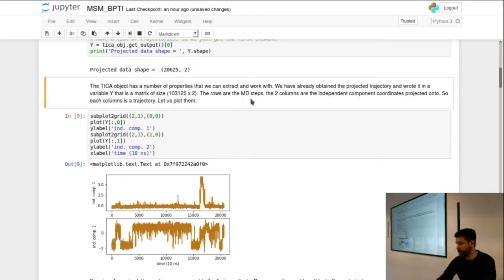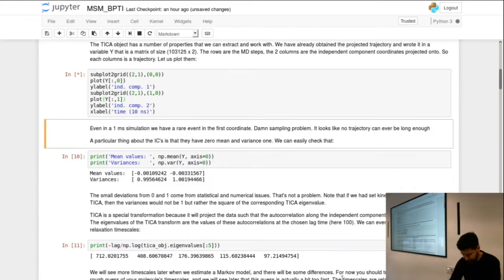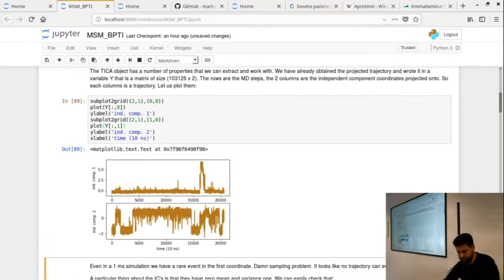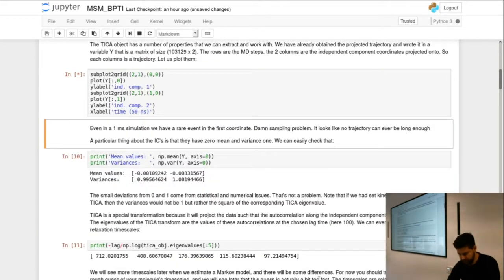Now these 2 columns are the TICs, the time-independent components, which when I plot them, look like this. Actually, because this was inherited from some other notebook, this is 50 nanoseconds.